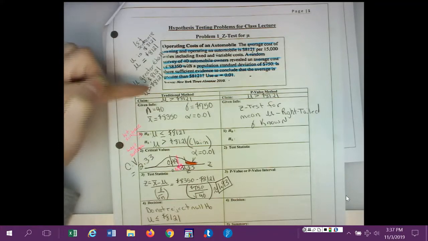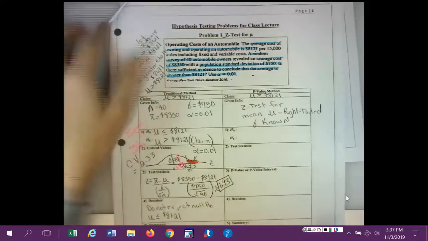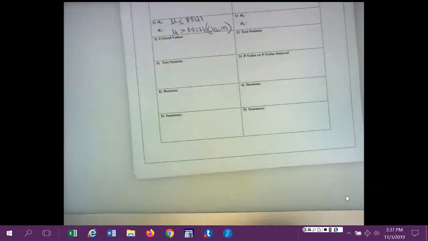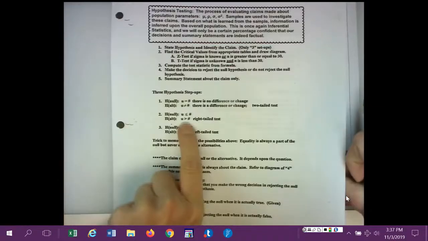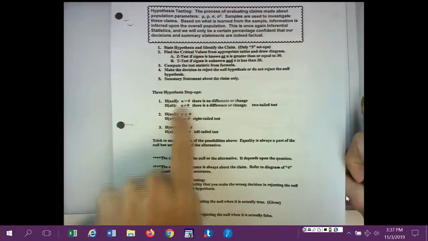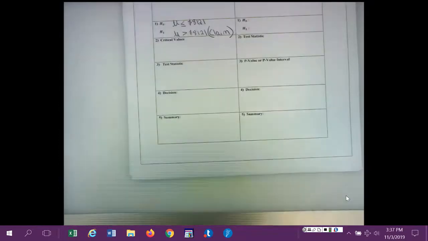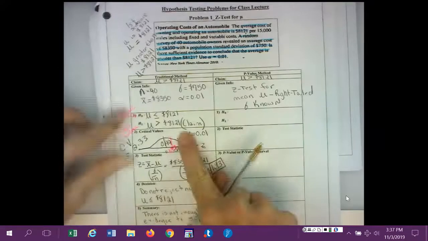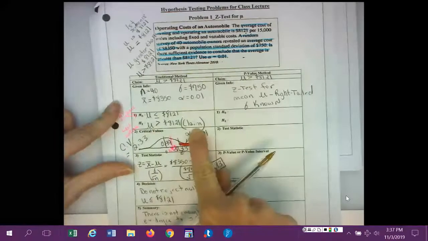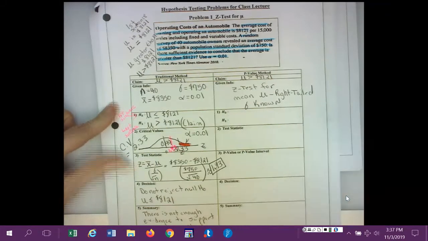So once you know your claim symbol, it's easy to set up this by just going to locate your claim symbol. So your setup has to look exactly like this. You can't change anything other than changing the number to 8121. You pick it up and you paste it down here. So the claim is the alternative. We also know we're working with a right-tailed z-test for the mean.